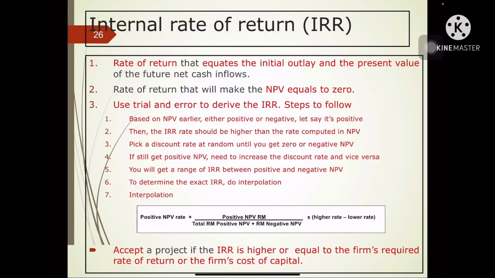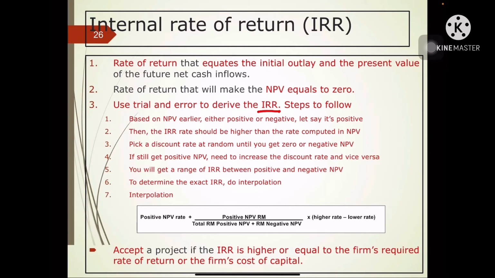Alright, now we move on to the internal rate of return. So what is the internal rate of return? It is the rate that equates the initial outlay and the present value of the future net cash inflows. So the rate of return that will make the NPV equal to 0. Sometimes, depending on the situation, we have to use trial and error to derive the IRR. So these are the steps that we have to follow.